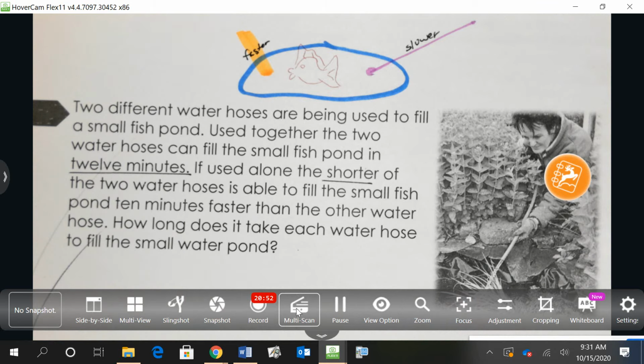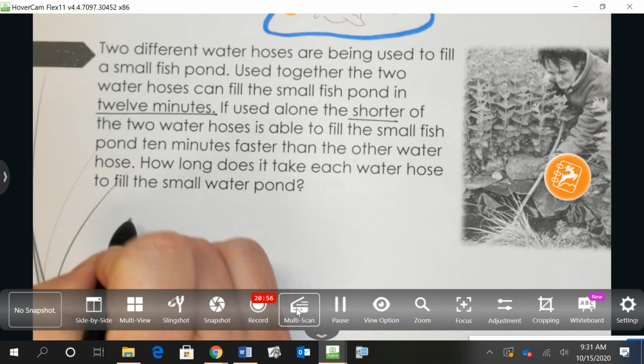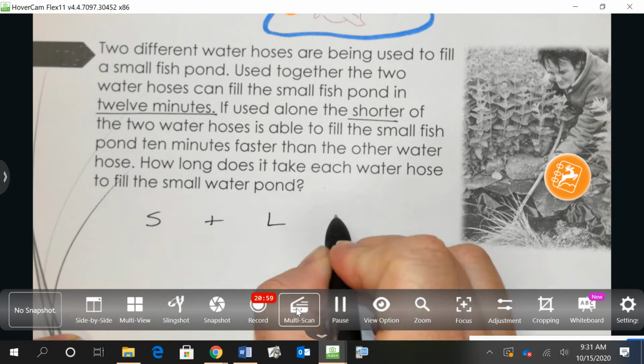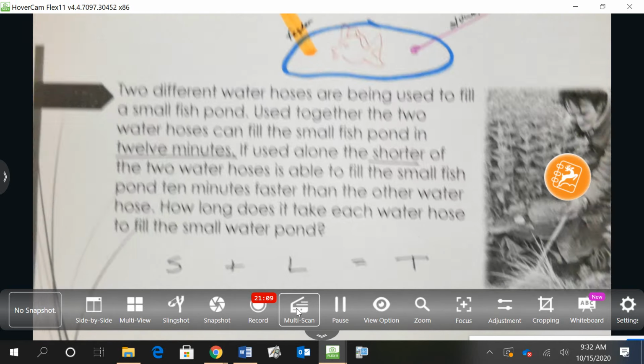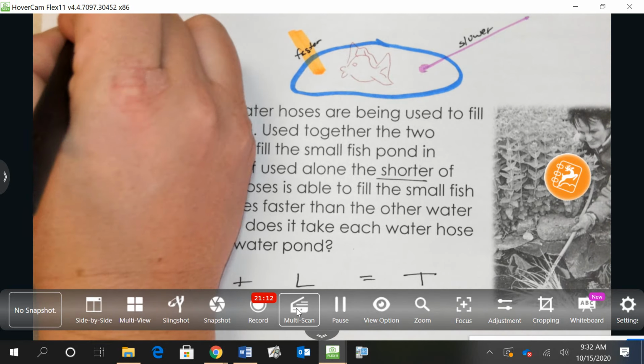We have two subjects. We have the short hose and the long hose, and then we have together. So my subjects would be the short hose plus the long hose, and then together. And now I need to identify what's really happening here. So let's talk about this.